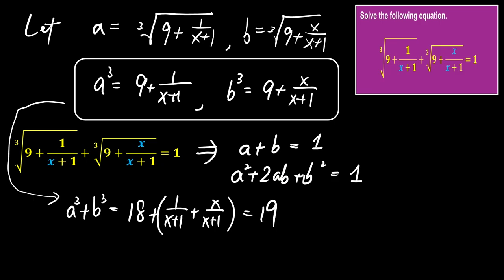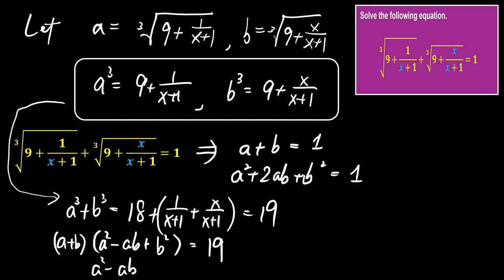We can factorize a cubed plus b cubed as a plus b, a squared minus ab plus b squared. And a plus b equals 1. So that will be a squared minus ab plus b squared equals 19.